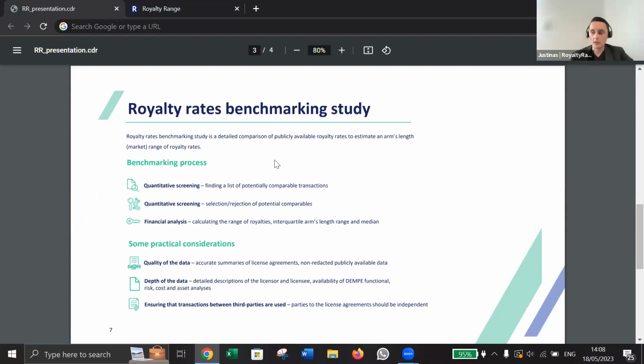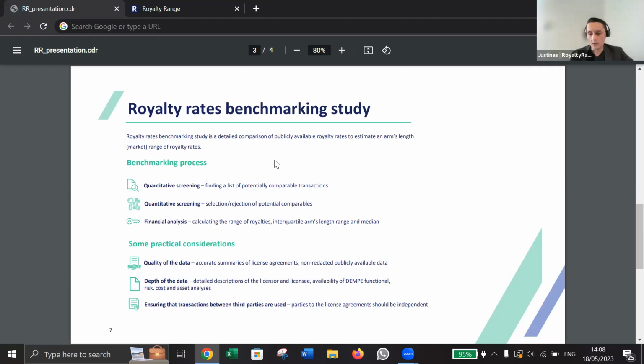Now, typically, what our clients like is the approach we apply in terms of the benchmarking process. It normally consists of three main stages. First of all, we would have the quantitative screening. To put it in simple terms, this is a search in a database by applying some specific quantitative and qualitative filters to find a list of potential comparables. On average, we would expect to have 2, 3, 4, maybe 500 potential comparables at this stage.